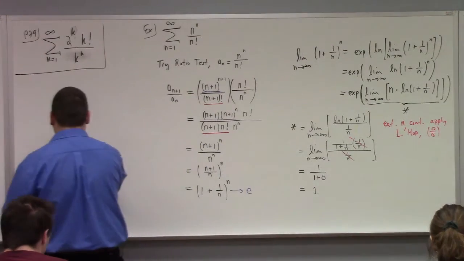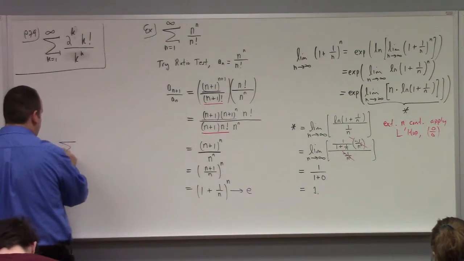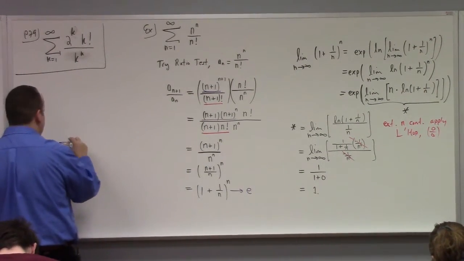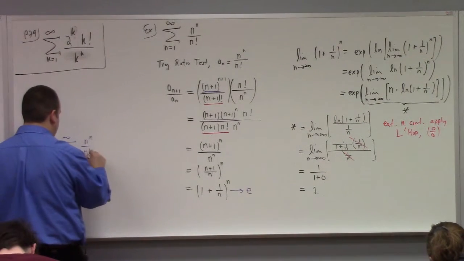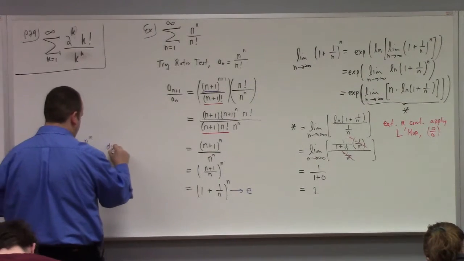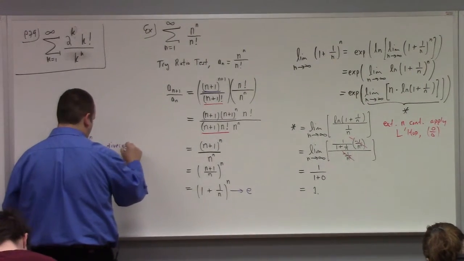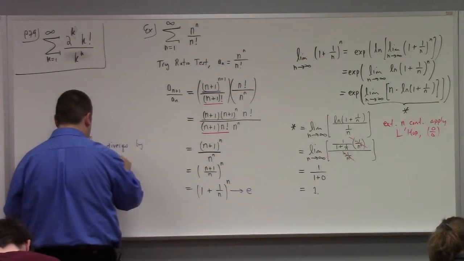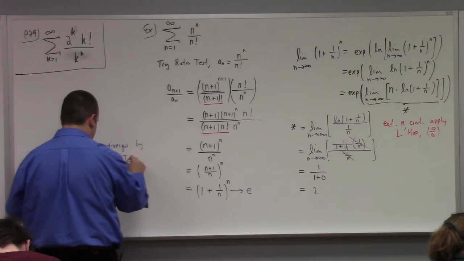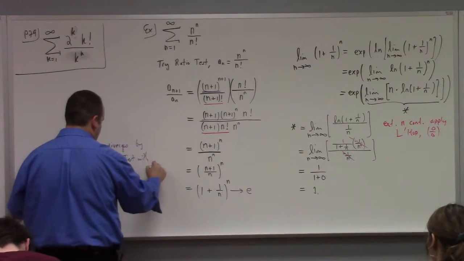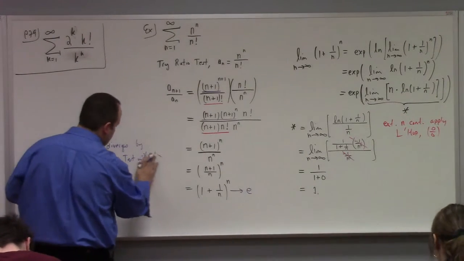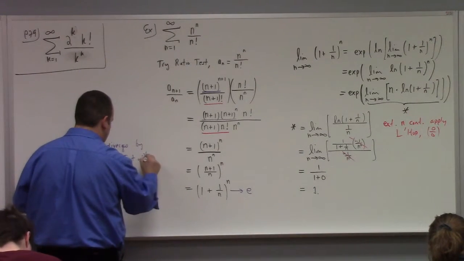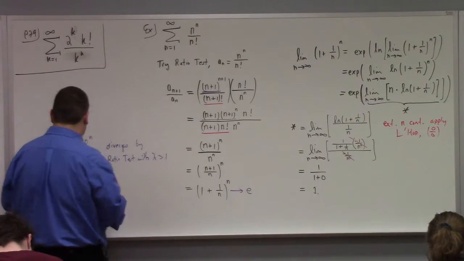Right, therefore, the sum n equals 1 to infinity of n to the n over n factorial diverges by ratio test. What did we call the ratio? I think we called it rho, right? Was it lambda? It was lambda. Thank you, guys. With lambda greater than 1.